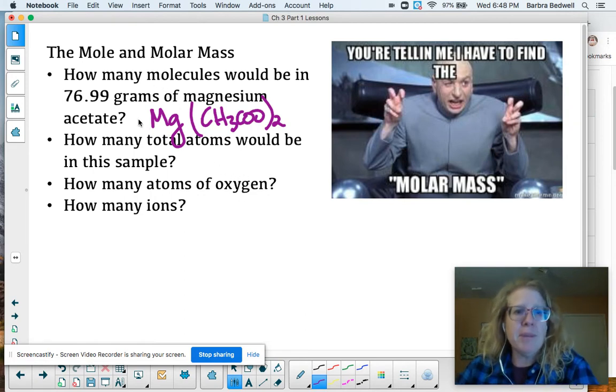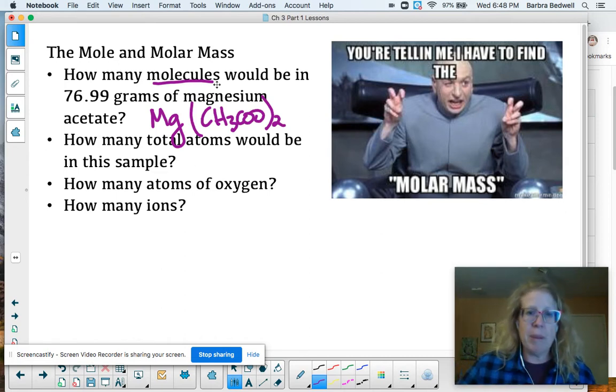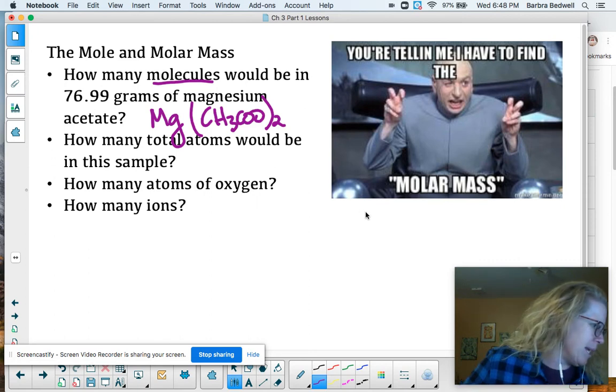So how many grams of magnesium acetate, how many molecules are in there? If we're trying to go from grams to molecules, we have to go to moles first, and then we can go from moles to molecules. So that's a second step that we can do. I will need to know what my molar mass is. Pretty much in all of these problems, you might as well figure out your molar mass from the beginning.